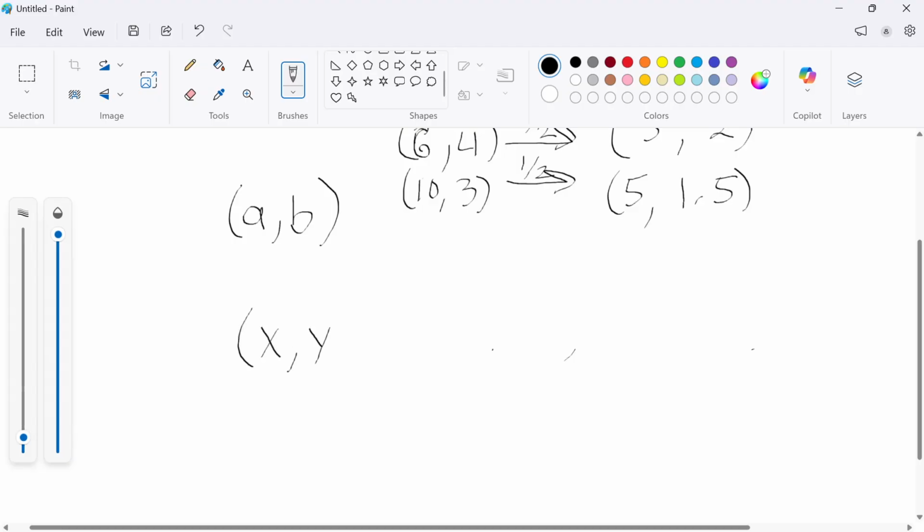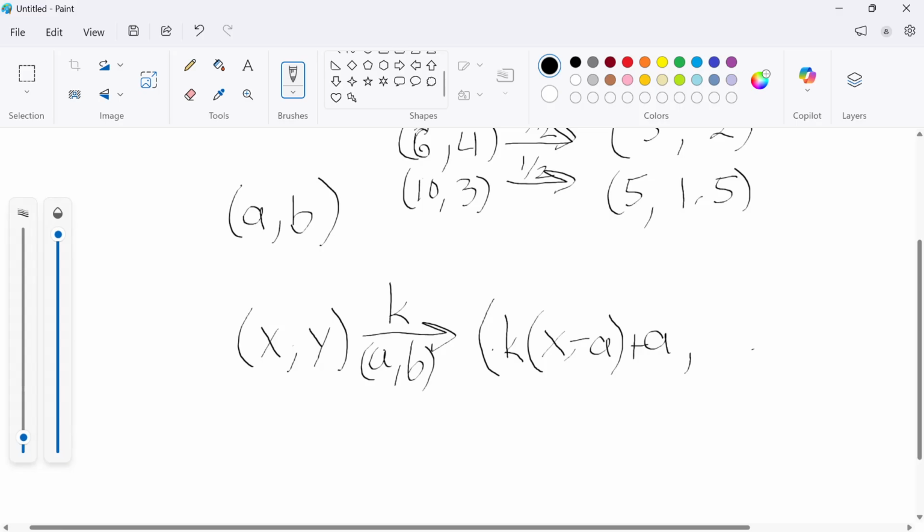XY, if it's dilated by a factor of k, and I'll use those same original points, but I'll use a different point than the origin, it becomes this. The x coordinate is k, x, oh, and let's say it's about the point AB now. So it's k times (x minus a) plus a, and then k times (y minus b) plus b. So this is the new x coordinate. This is the new y coordinate.